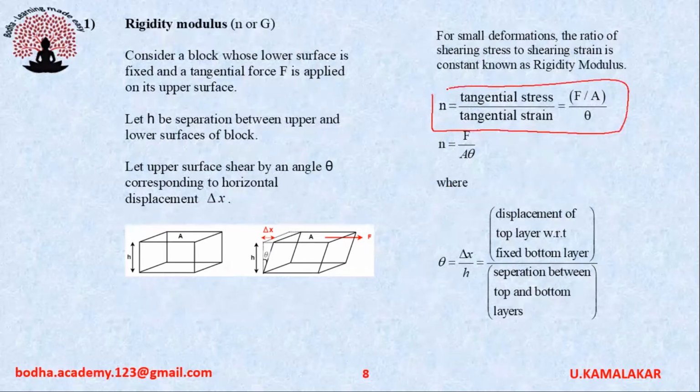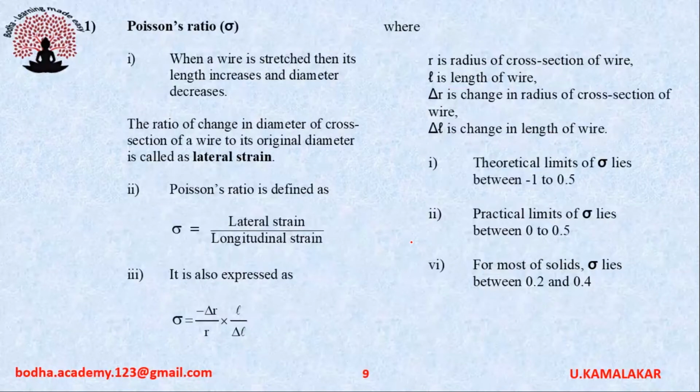It is given as N is equal to F by A theta, where theta is equal to delta x by h. That is, delta x is displacement of top layer with respect to fixed bottom layer, and h is separation between top and bottom layers. Our next topic, Poisson's ratio.